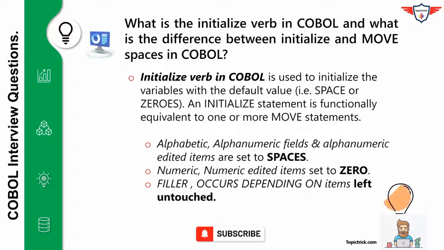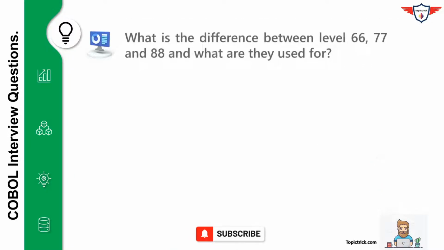However, it is unproductive to initialize an entire group, unless you require all the items in the group to be initialized. In COBOL, alphabetic, alphanumeric fields, and alphanumeric edited variables are set to spaces. However, numeric edited items are set to 0. Finally, the filler items, and those that occur depending on, are left intact.